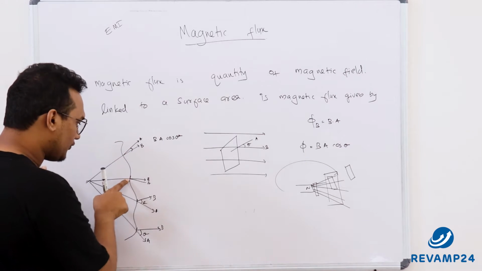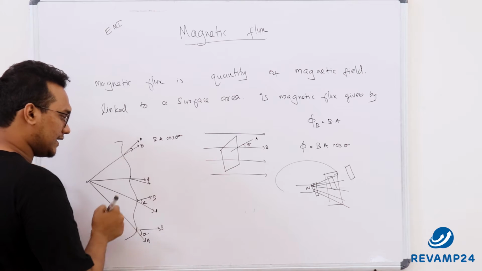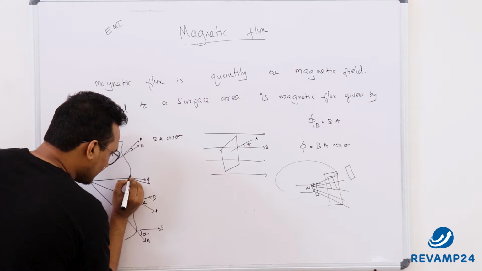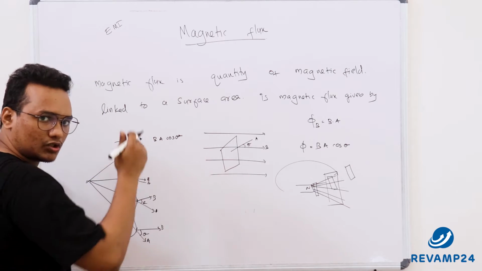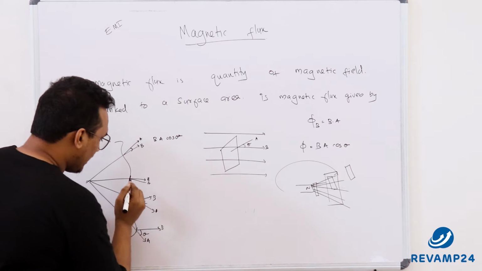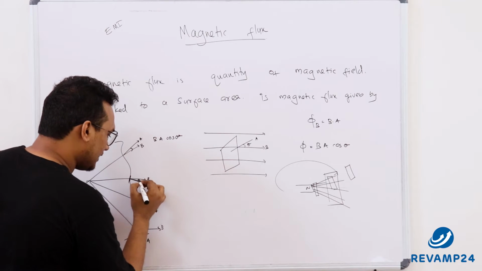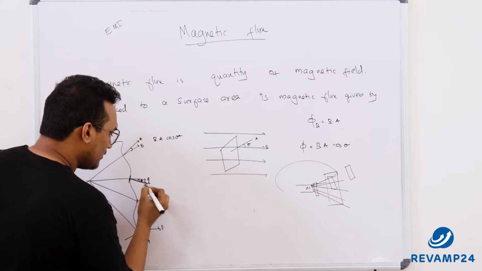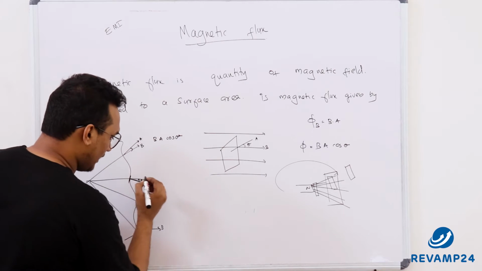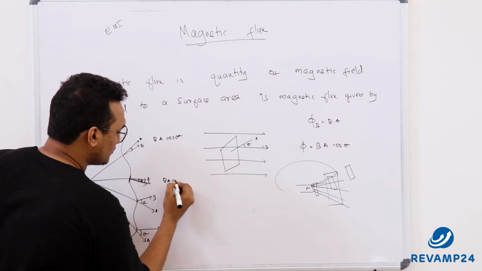So, for example, here if you want to get the magnetic flux, just take the tangent of the area. To the area, just draw a tangent, and perpendicular to the tangent will be the direction of the area, and with that area, see what angle the magnetic field is making. Then multiply BA cos theta.